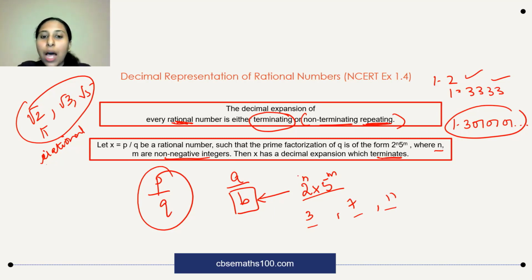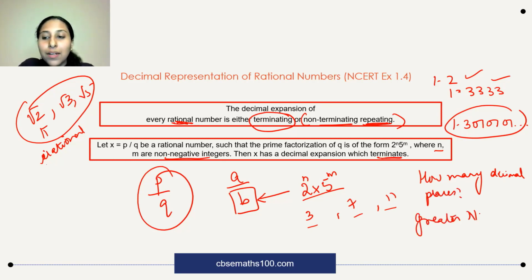If you want to find out after how many decimal places this number terminates, you just check the greater number out of n or m. So remember what we have done here. We have cancelled out all the common factors. After that, we prime factorize the denominator. If only 2 or 5, or only 2, only 5, come as the prime factors in the denominator, that means it terminates. You want to find out after how many places it terminates? Check which is the greater number out of the powers.